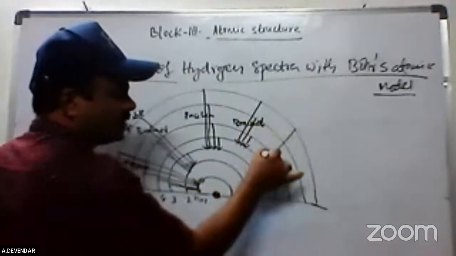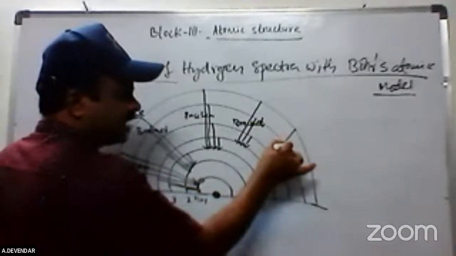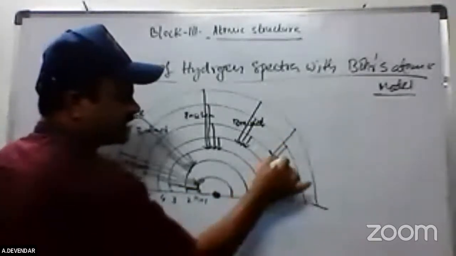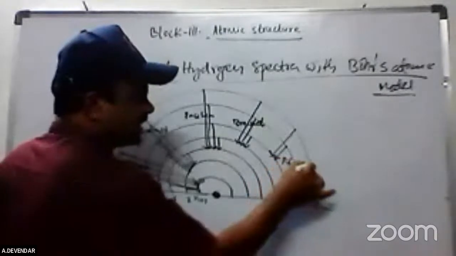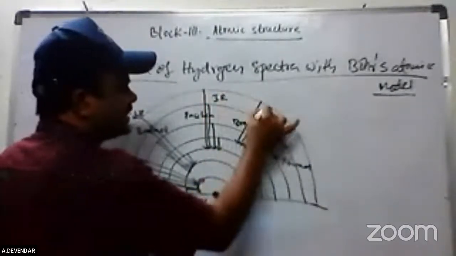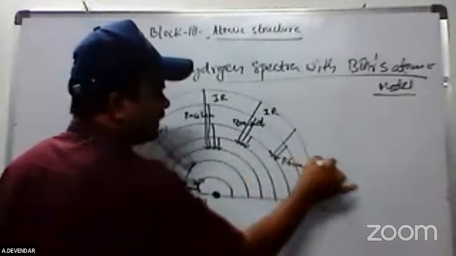Okay, from higher orbits to the fifth orbit, that is, we are getting to the fifth one only. This is called the Pfund series. It is in the IR region. It is also in the IR region. It is also in the IR region.